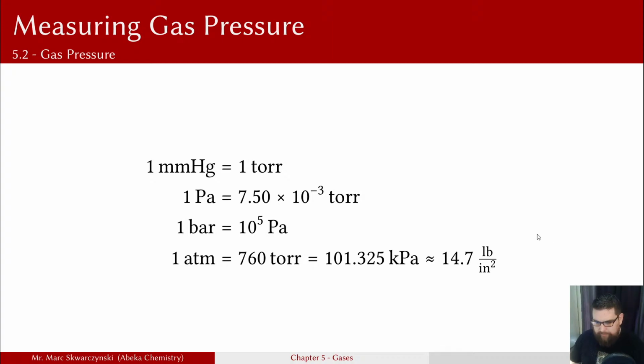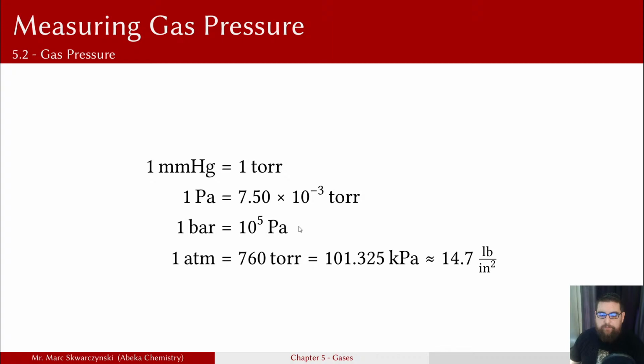Let's just go into a few other things here. 1 Pascal is 7.5 times 10 to the negative third torr. So there's your conversion factor for pascals to torr. 1 bar is 10 to the 5th pascals. You'll notice that's just shy of kilopascals. It's actually 0.1 kilopascals. No, that's not right. No. It's 100 kilopascals. Goodness. All right, that's 100 kilopascals. So 1 bar can often get used. You might see millibar. There's a lot of units here.